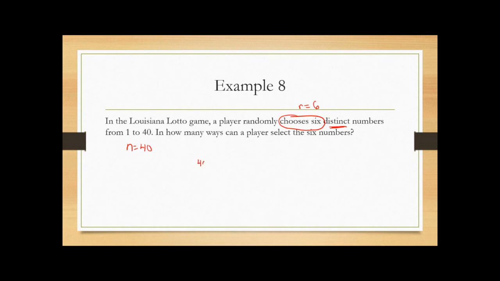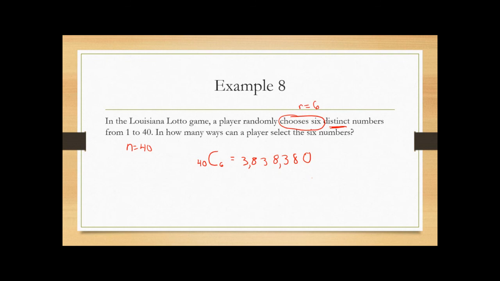So this would be a combination where n is 40, and 6 is your r. So you would just put in your calculator 40, and then your combination button nCr, and then 6. And that would be how many ways a player can select 6 numbers. That comes out to 3 million 838,380. So that is how many ways a player can select the 6 numbers.